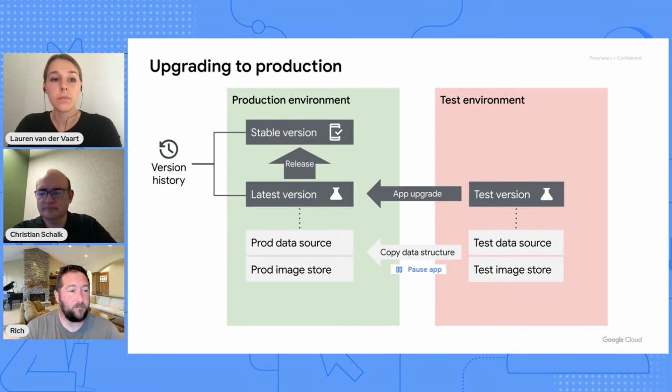So when we're upgrading our production application from our test environment, there's really two main things that need to happen. First, we need to pull in the test app into our production app, and we'll show you how to do that in a second. And the second thing is we need to make sure that if we made any changes to the data source, and more importantly, the data source structure, that data source structure change has been updated in production as well.